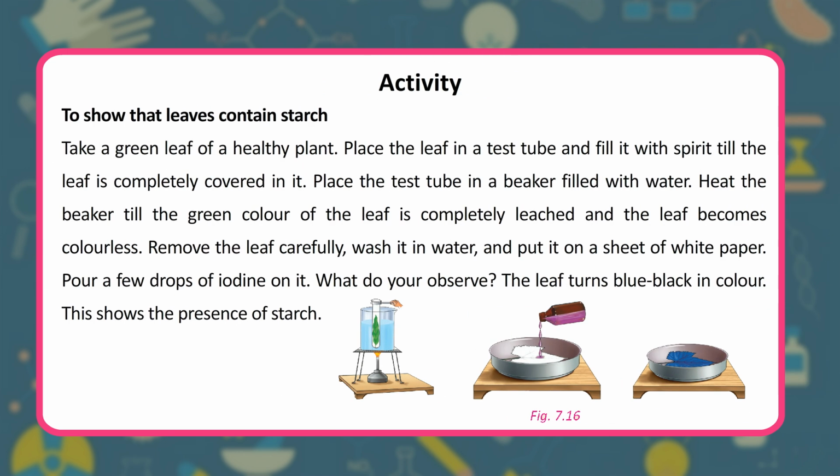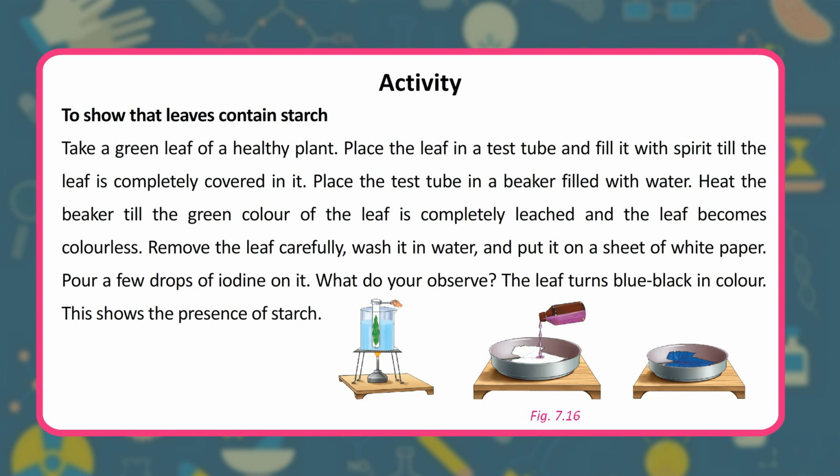Activity. To show that leaves contain starch. Take a green leaf of a healthy plant. Place the leaf in a test tube and fill it with spirit till the leaf is completely covered in it. Place the test tube in a beaker filled with water. Heat the beaker till the green color of the leaf is completely leached and the leaf becomes colorless.